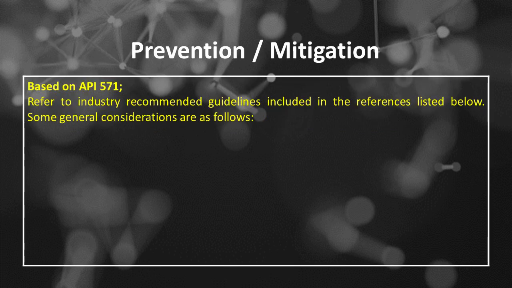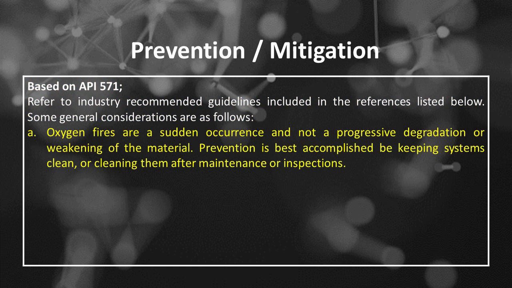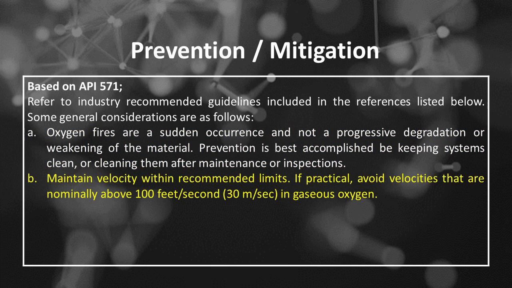damage. Prevention and mitigation of gaseous oxygen-enhanced ignition and combustion based on API 571, refer to industry-recommended guidelines included in the references listed below. Some general considerations are as follows. Number A, oxygen fires are a sudden occurrence and not a progressive degradation or weakening of the material. Prevention is best accomplished by keeping systems clean, or cleaning them after maintenance or inspections. Number B, maintain velocity within recommended limits. If practical, avoid velocities that are nominally above 100 feet per second, 30 m/sec, in gaseous oxygen.